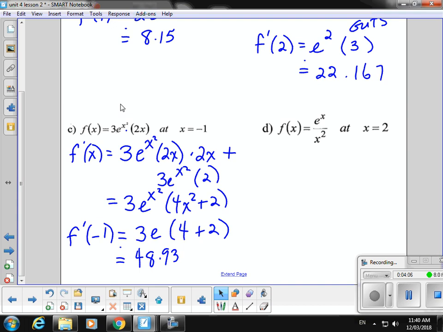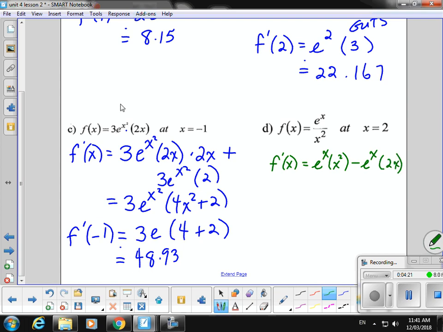Next, I have a quotient rule. So my derivative would be derivative of the top times the bottom, subtract the top times the derivative of the bottom, all over the bottom squared. When x is 2, I would have e squared times 2 squared, which is 4e squared, subtract e squared times 4 again, all over 16, which would give me a slope of 0.